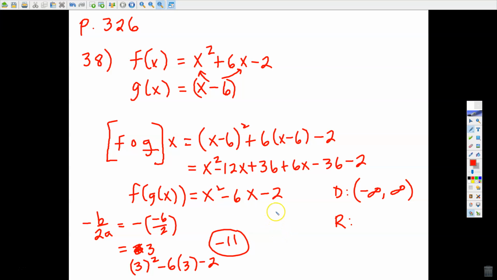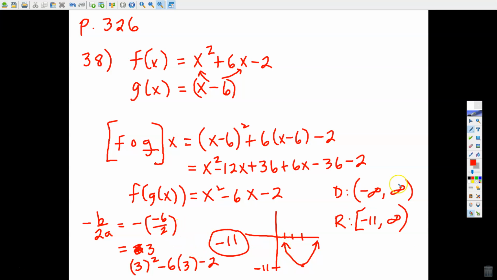Just picture, you don't have to graph these, the point 3, negative 11, I'll say that's negative 11 down here, is the vertex, and it opens up from here. So all the numbers greater than or equal to negative 11 represent the range. We would say it like this: negative 11 and then positive infinity using interval notation.